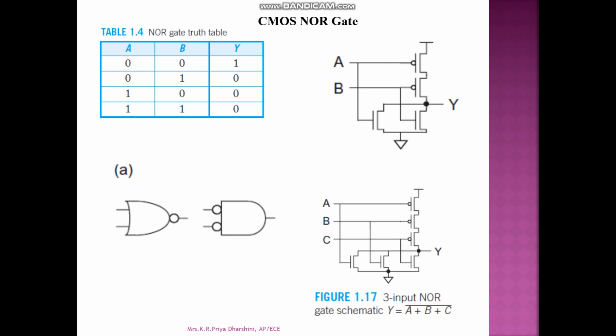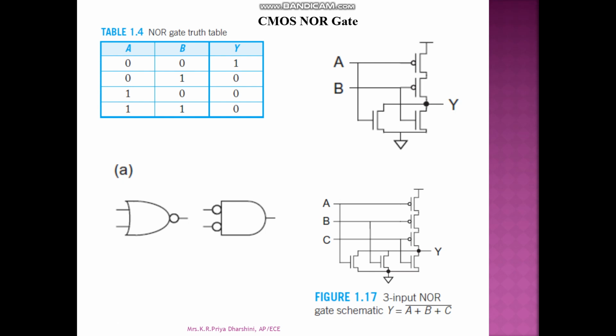This is a CMOS NOR gate. So for the CMOS NOR gate, as I told you already, the PMOS transistors are connected in series and NMOS transistors are connected in parallel to each other. If we are using two inputs, we are using two transistors, and if we are using three inputs, we are using three transistors for PMOS and three transistors for the NMOS.